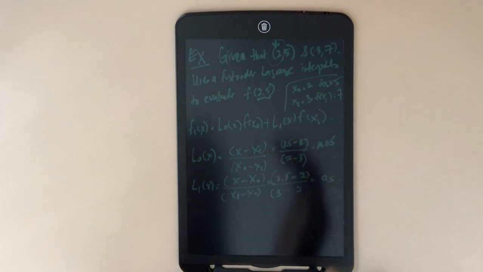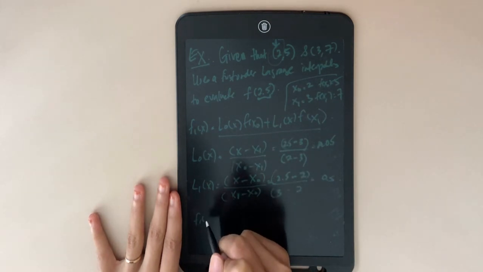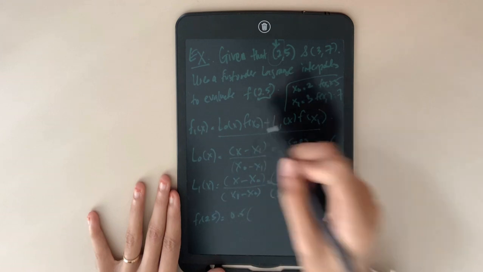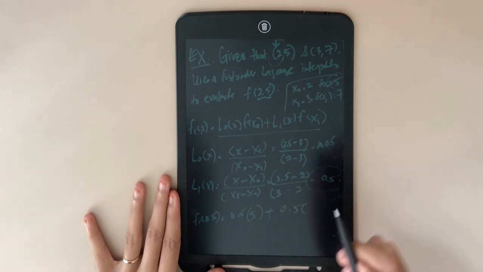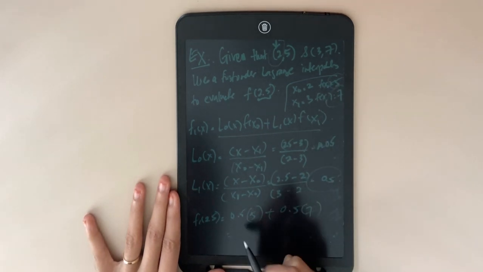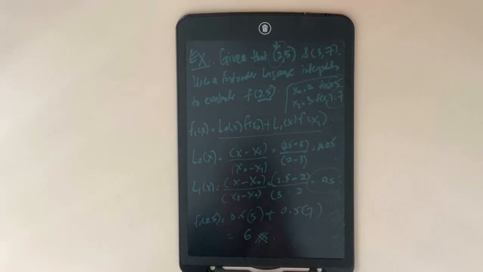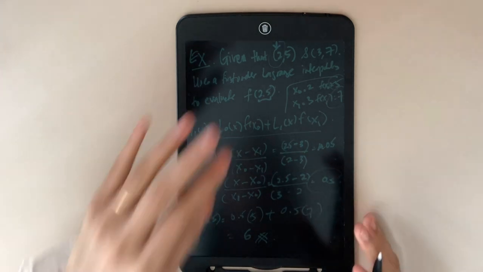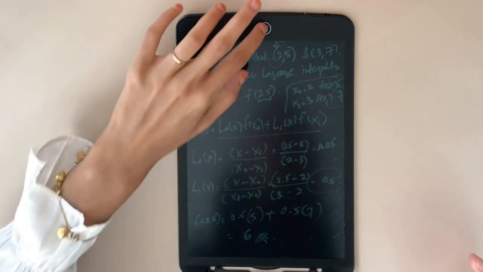Okay, so the next step is to substitute L0 and L1 back into your equation. So f1(2.5), L0 just now is 0.5, and f(x0) here is 5, plus L1 which is 0.5, and f(x1) is 7. Calculate this: 2.5 plus 3.5, so you should get 6. Simple, right? This is for linear. So the answer is 6, which means the final answer must be a number.